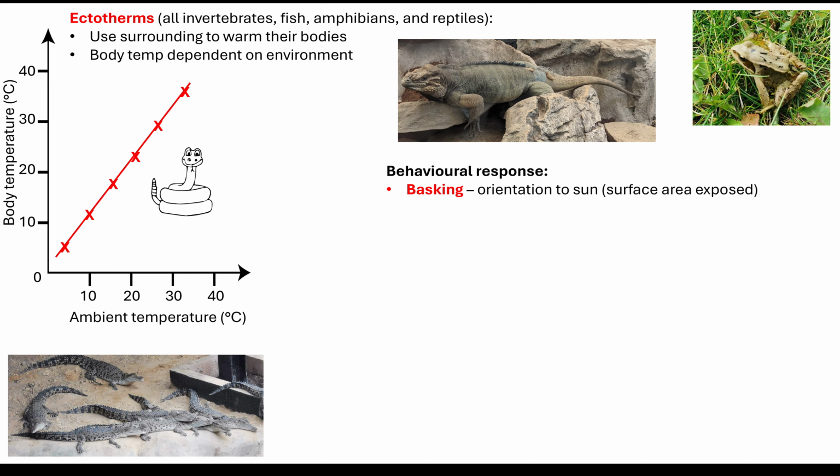Now, that could be things like basking, where they orientate themselves to the sun, expose the surface area so that they can maximize that absorption of that radiation that came from the sun. So an ectotherm will bask in the sun, they will orientate themselves. But what you need to know is that actually if it gets too hot, they will also need to orientate themselves, but this time they may decrease that surface area being exposed.